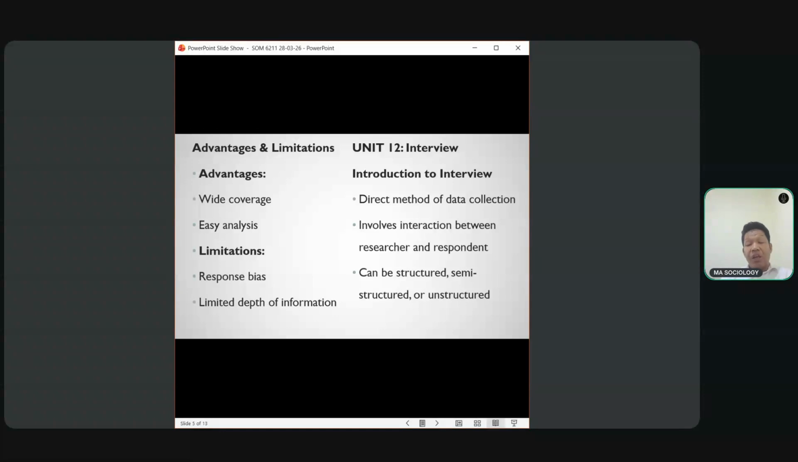Next, we come to unit 12, interview. As you know, it is basically the direct method of data collection. It involves interactions between researcher and respondent, and can be structured, semi-structured, or unstructured. Interviews can be both quantitative and qualitative. When you do a structured method, you have very structured quantitative questions. Structured interviews are basically taken when you already have objectives and hypotheses to find out about the field.